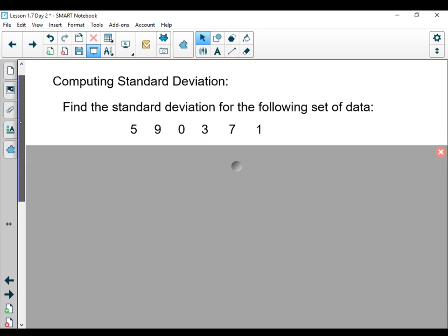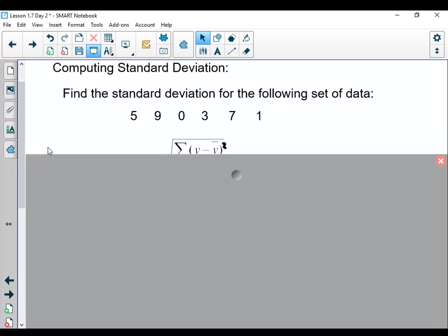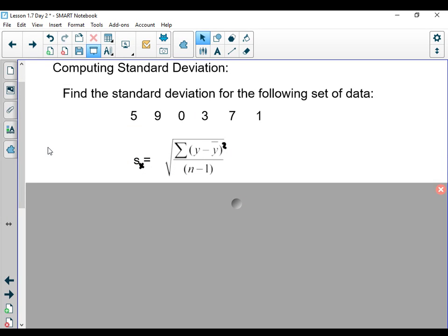Let me show you the formula first, just in case you happen to run across it at some point in time. Again, when you first look at it, it looks like a big mess, but here's the formula. We use S with a little subscript of X to represent standard deviation. So if you ever see that, S with a little X, that's what we're talking about.